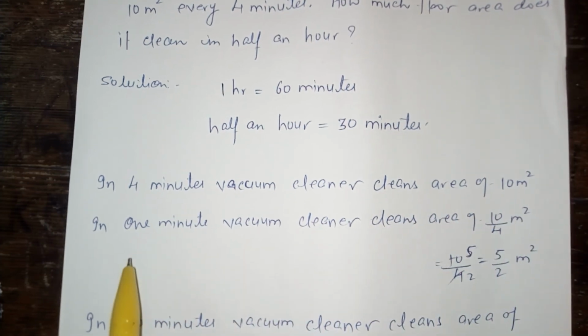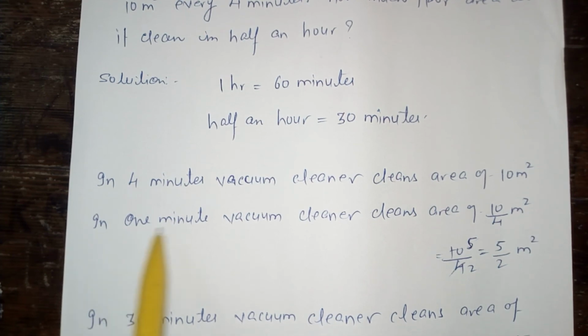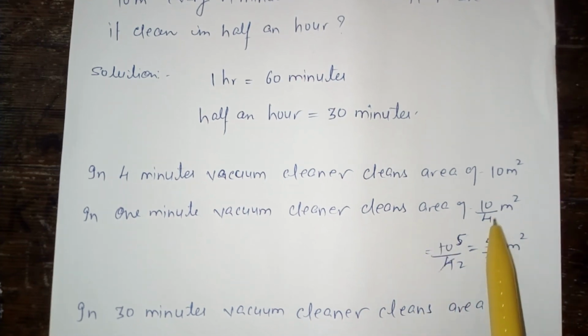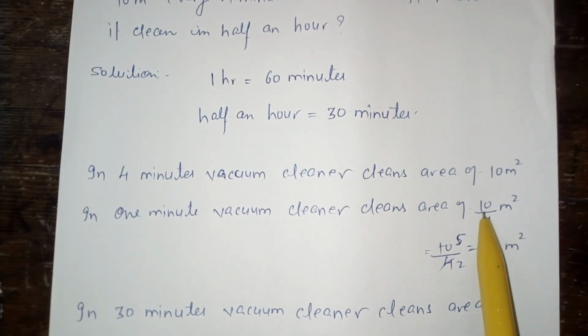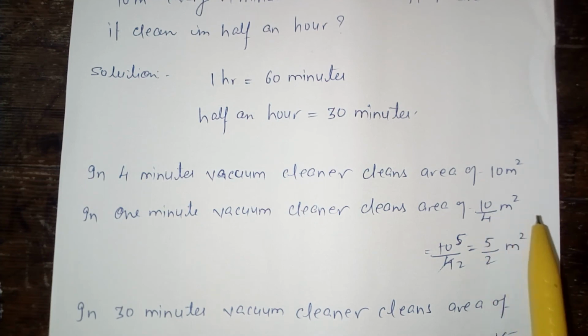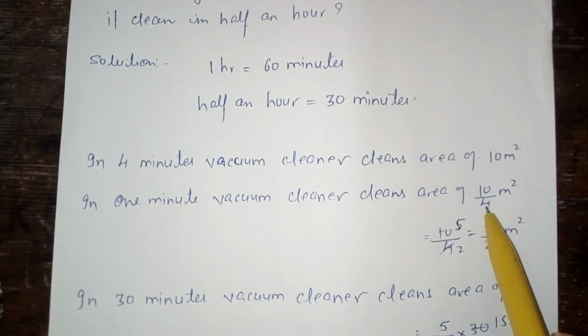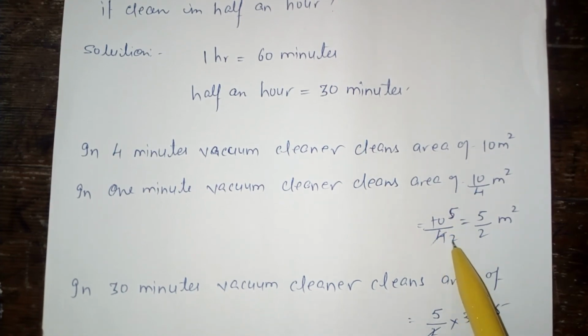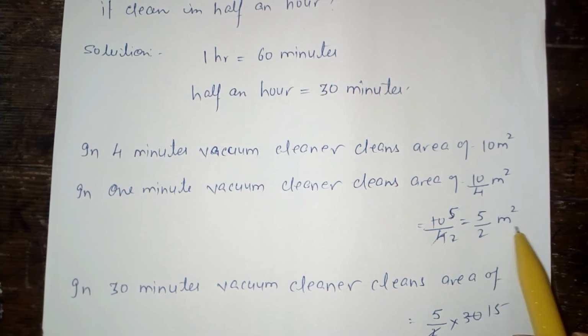Now we will find out, in 1 minute, the vacuum cleaner cleans an area of 10 upon 4 square meter. So 10 upon 4: 2 2s are 4 and 2 5s are 10. This is 5 upon 2 square meter.